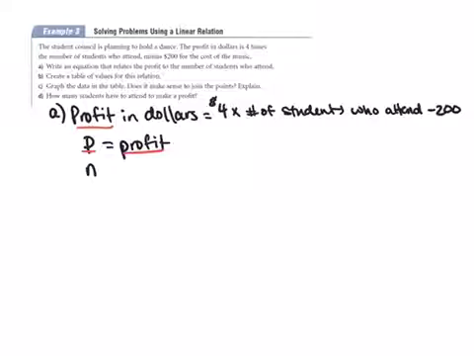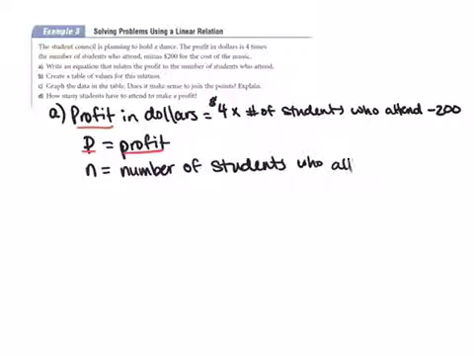So we're going to set N is equal to the number of students who attend, because we don't want to write all those words out every single time, so we want to make it shorter. I always say that mathematicians are lazy, so we need to find short ways to write. Students who attend, and that will represent this part here.